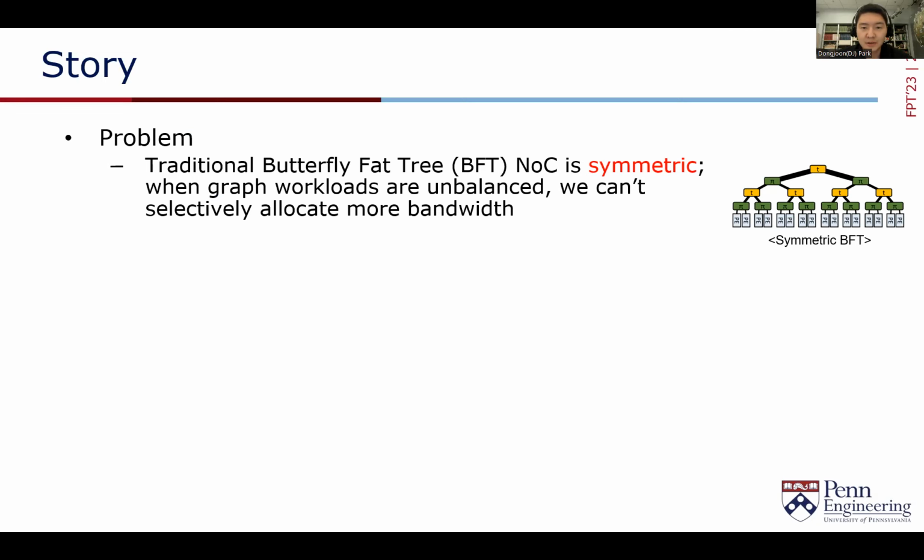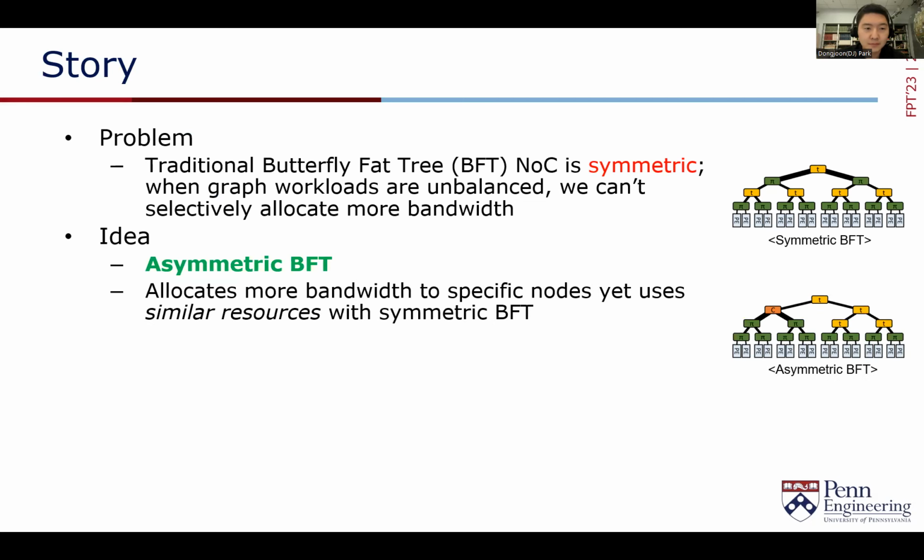Traditional butterfly fat tree NoC is symmetric, as shown in the figure on the right. When graph workloads are unbalanced, we cannot selectively allocate more bandwidth. We propose asymmetric BFT. It allocates more bandwidth to specific nodes, like this, but it uses similar resources to symmetric BFT.